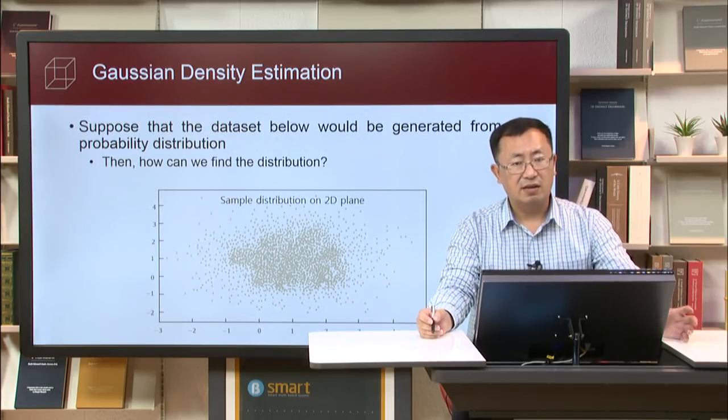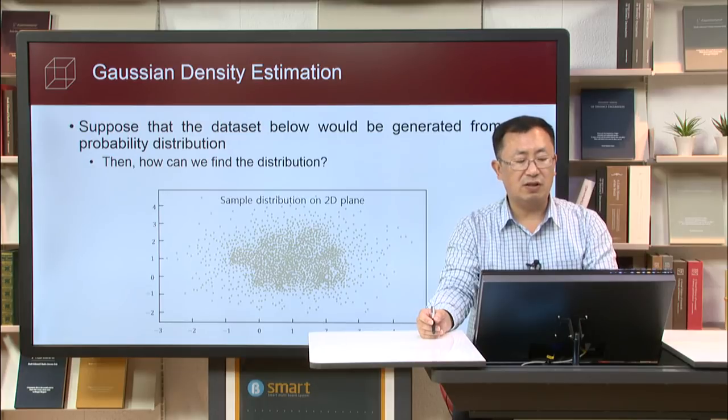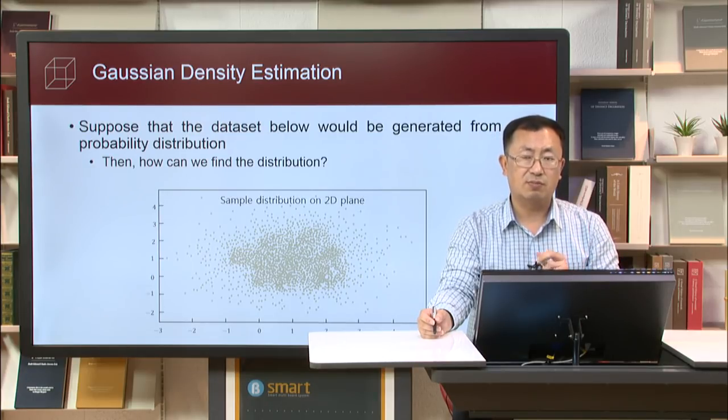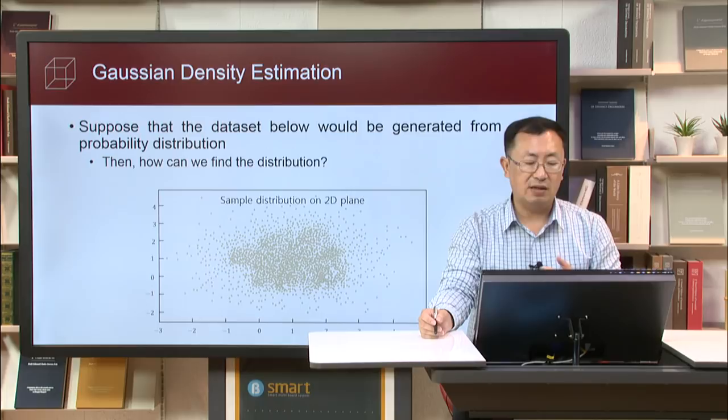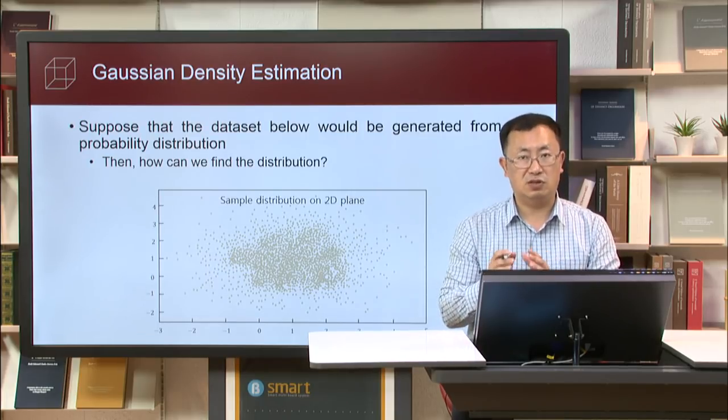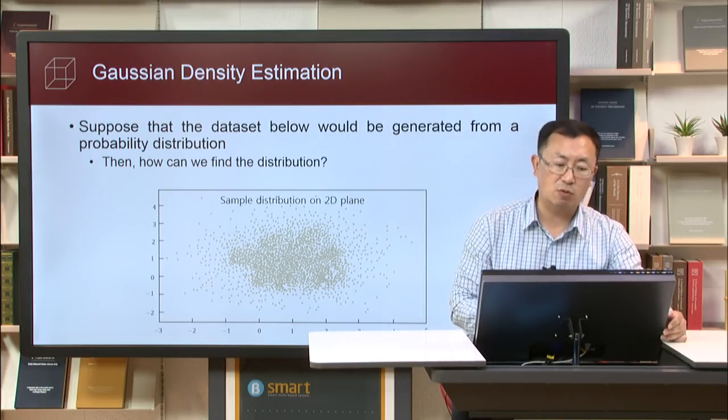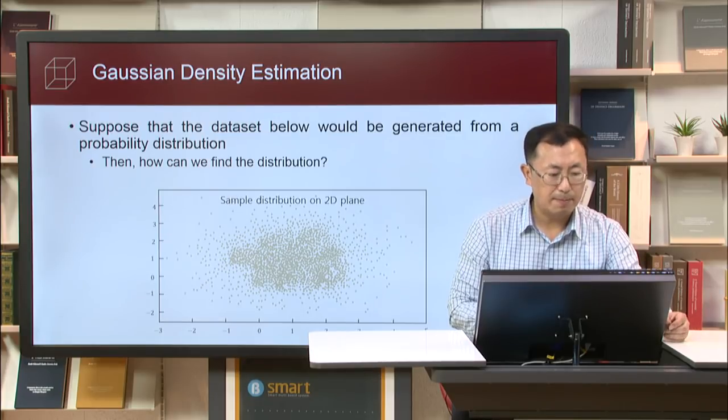Suppose that the data set below is generated from certain probability distributions. Then, how can we find out that distribution? There is a question I'd like to ask you.